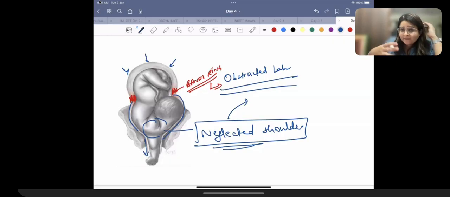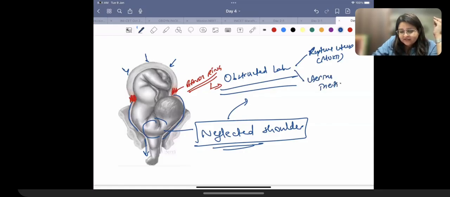Now, what's going to happen? If you don't release this obstruction, if you don't do an emergency cesarean section, very good Jigar, this is going to lead to either a ruptured uterus, which is what will commonly happen in a multigravida, or it will lead to uterine inertia. The uterus will just get tired and stop contracting. So it will lead to either a ruptured uterus, which is a common scenario in a multi. In a primigravida, what is going to happen? Uterine inertia happens.